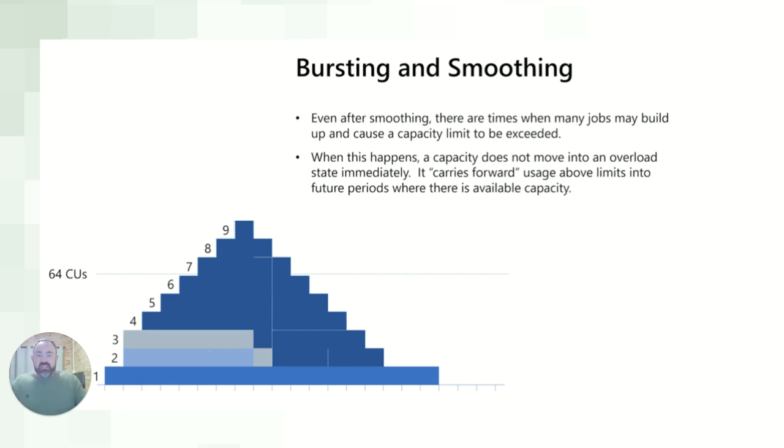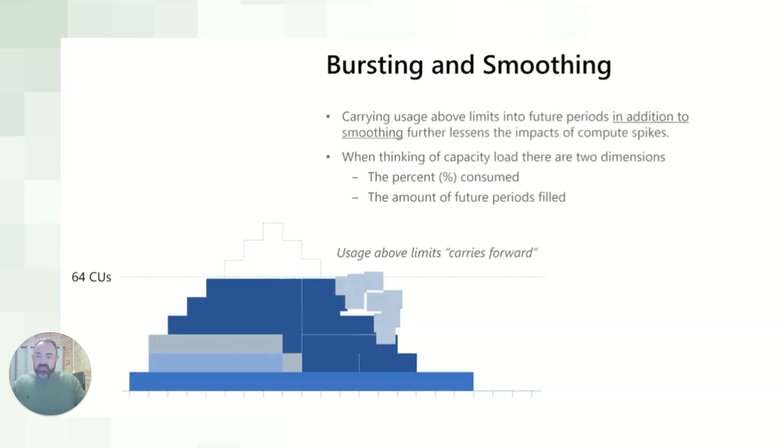Even after smoothing, there's times when the jobs are going to build up and cause a capacity limit. So we can see here 7, 8 and 9, they're over our capacity. And what happens here is we carry those forward. So it's above the usage limits, and we're going to give ourselves some available capacity and carry those forward here. Now, carrying usage above limits into future periods further lessens the spikes, but when thinking about the capacity load, we want to think about the percentage consumed and the amount of future periods filled. So have we got enough capacity throughout the day to pay that back?